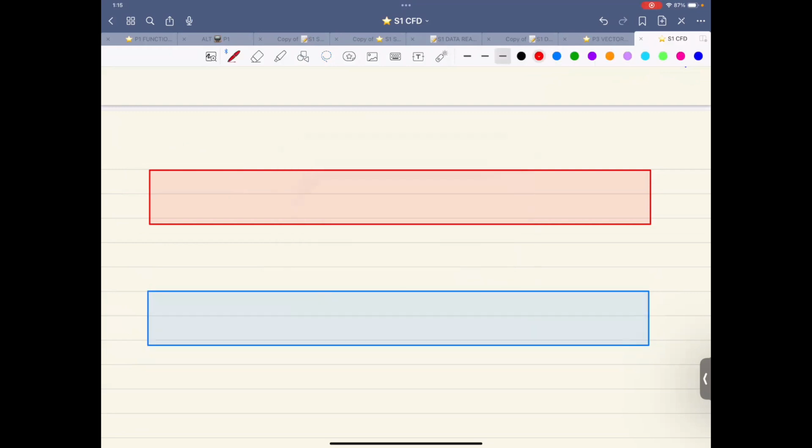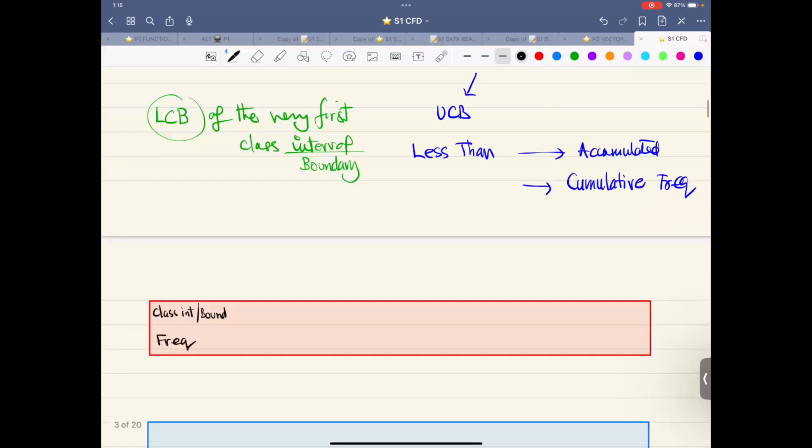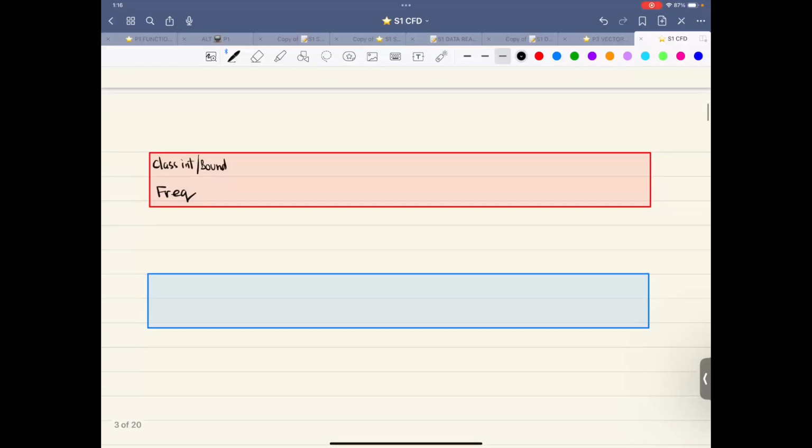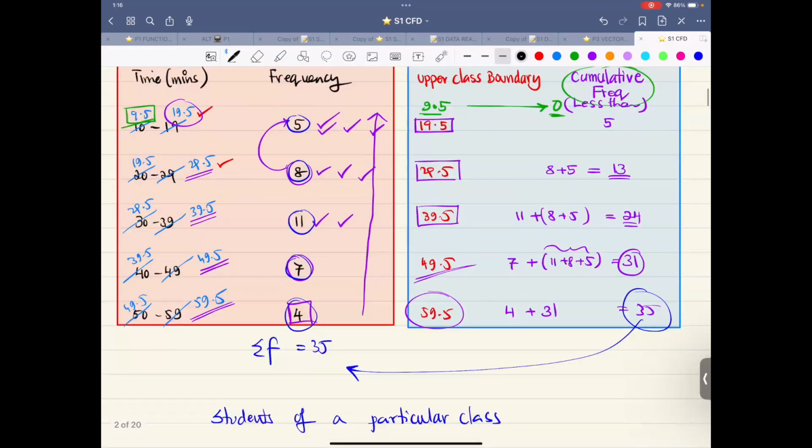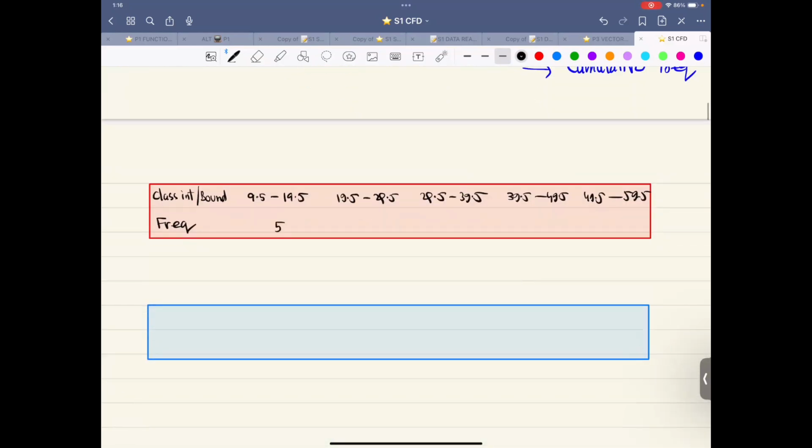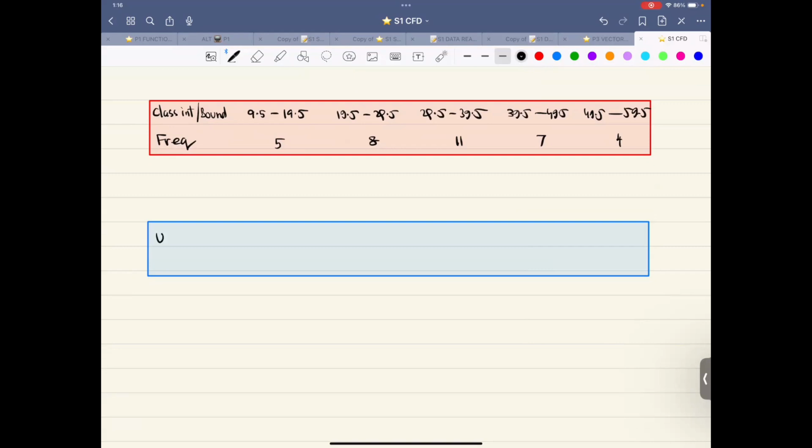So red is for frequency distribution. So we have class intervals or class boundaries. We have the corresponding frequencies. There were 5 of them. I'm writing the boundaries: 9.5 till 19.5, 19.5 till 29.5, 29.5 till 39.5, 39.5 till 49.5, 49.5 till 59.5. And the corresponding frequencies were 5, 8, 11, 7, and 4. And then we have the upper class boundary of each, and then we have cumulative frequency.